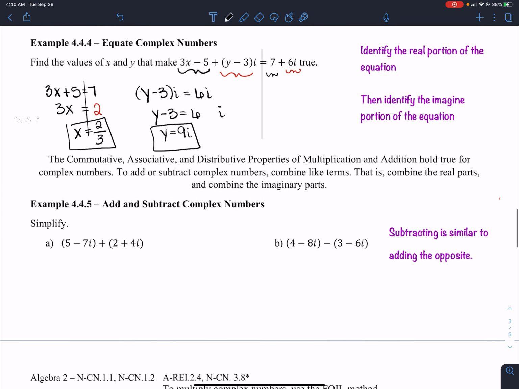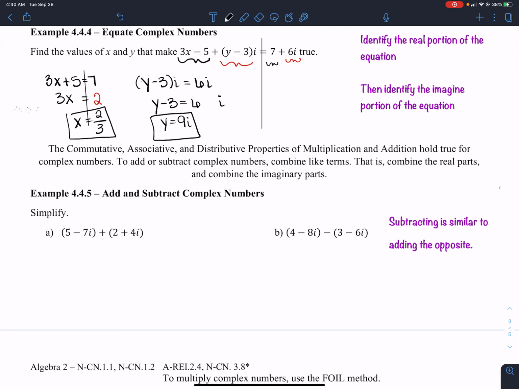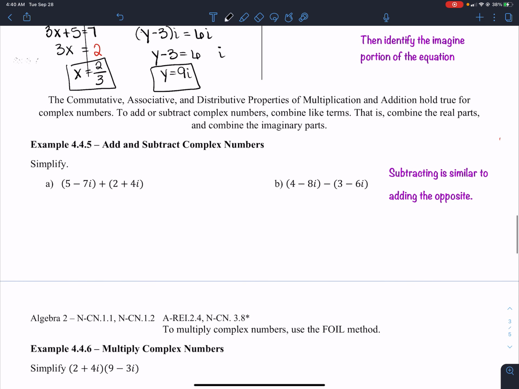So let's go down to adding and subtracting complex numbers. When we are adding, it's like combining like terms. So we are taking 5 plus 2, and then we're taking negative 7i plus positive 4i. So 5 plus 2 gives us 7. Negative 7i plus 4i is negative 3i.